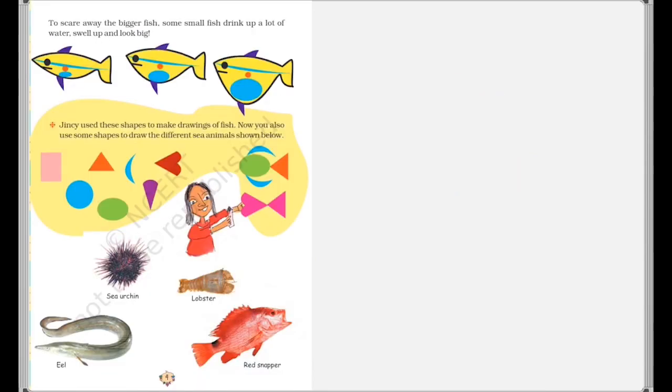Now moving ahead, to scare away bigger fish, some small fish drink up a lot of water and they swell up. Okay, so this is a small fish. When it sees a big fish, it will take in a lot of water and swell up, and it becomes a big fish. Over here, Jinsi used these shapes to make drawings of fish. Now you also need to perform this activity and make different sea animals using these shapes.